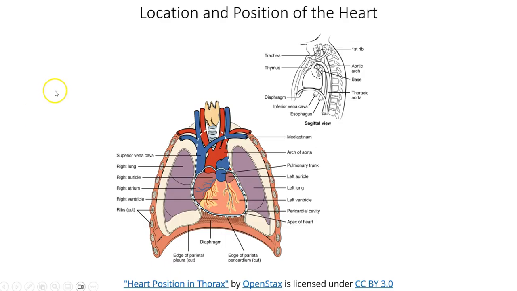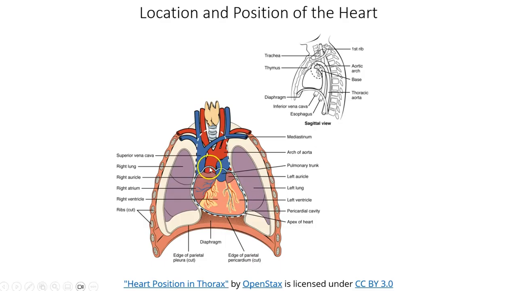So the heart is located within a region called the mediastinum, which is indicated here with these dashed lines. And so the mediastinum is going to contain not just the heart, but also some of the major vessels coming out of the heart, and the trachea and esophagus that are going to be located posterior to the heart.